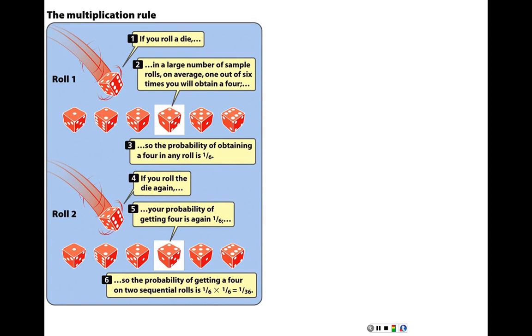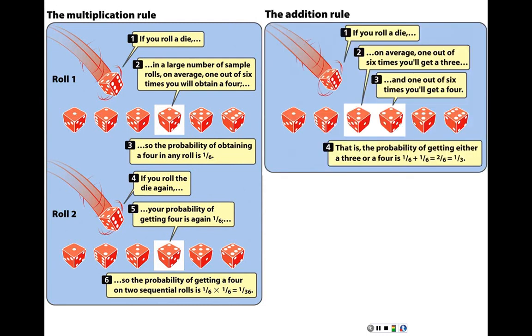If you roll the die a second time, and you roll a 4 again, the probability of rolling two 4s in a row, or two separate events, is 1/6 for the first roll times 1/6 for the second roll, which is 1/36, the product of those two fractions.